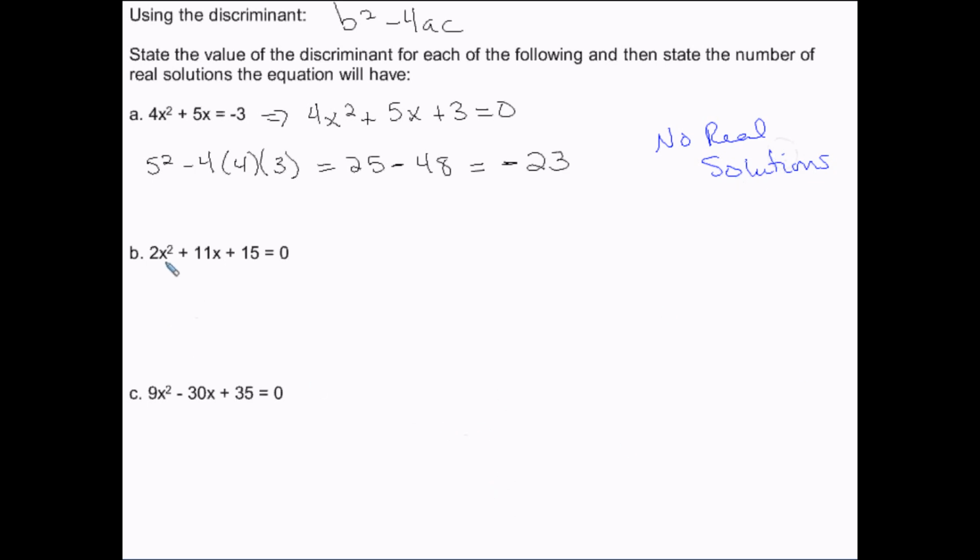Okay, this one's already in the proper format, so I have 11 squared minus 4 times a times c. So I have 121 minus 120, so I get a 1. So I have a positive number, so I will have two real solutions.